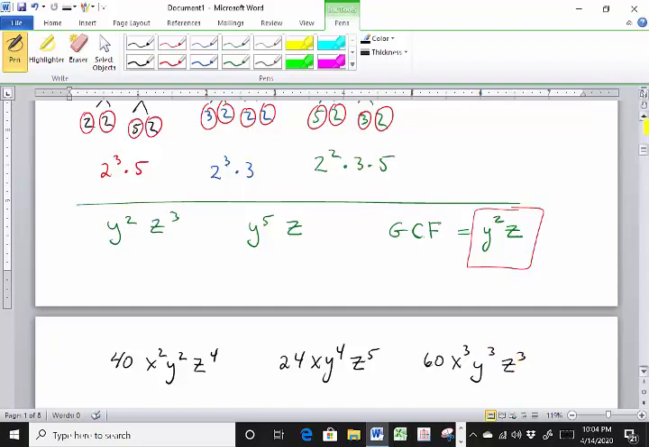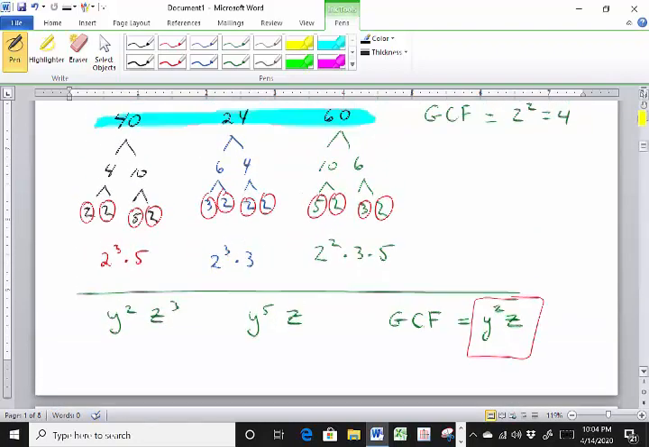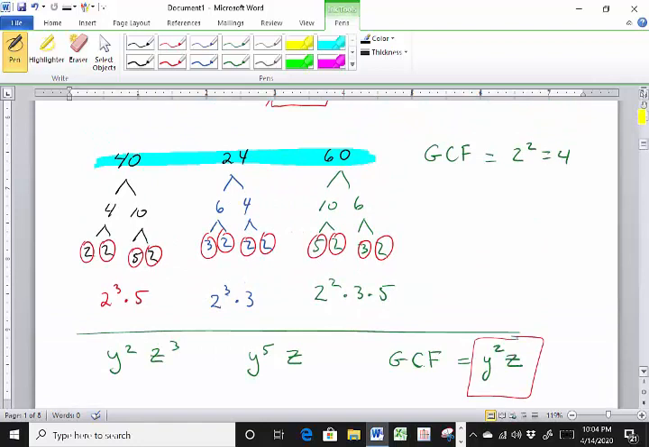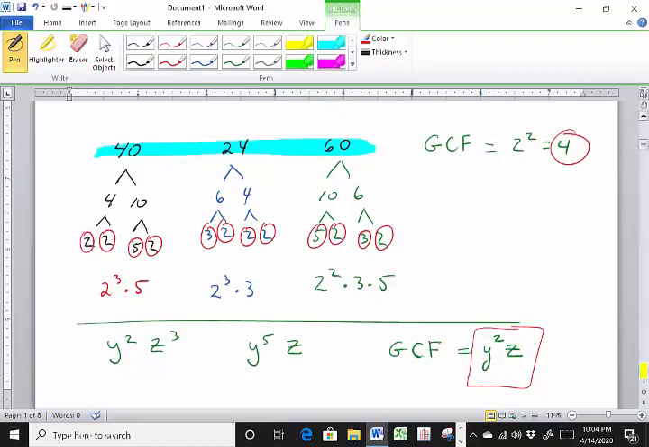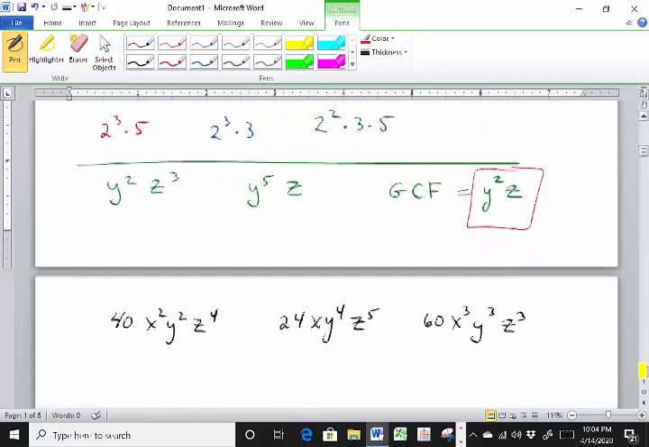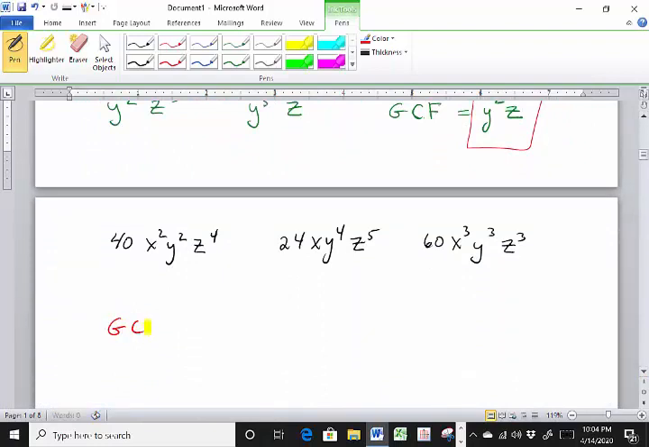Okay, so again, let's go back up to here. 40, 24, and 60. I don't need to do this again, but we know that the GCF between the 40, 24, and 60 is just 4, right? You would do that same process if this was the problem. You would break 40 down, 24 down, and 60 down into prime factorization, and then go through those steps, right?